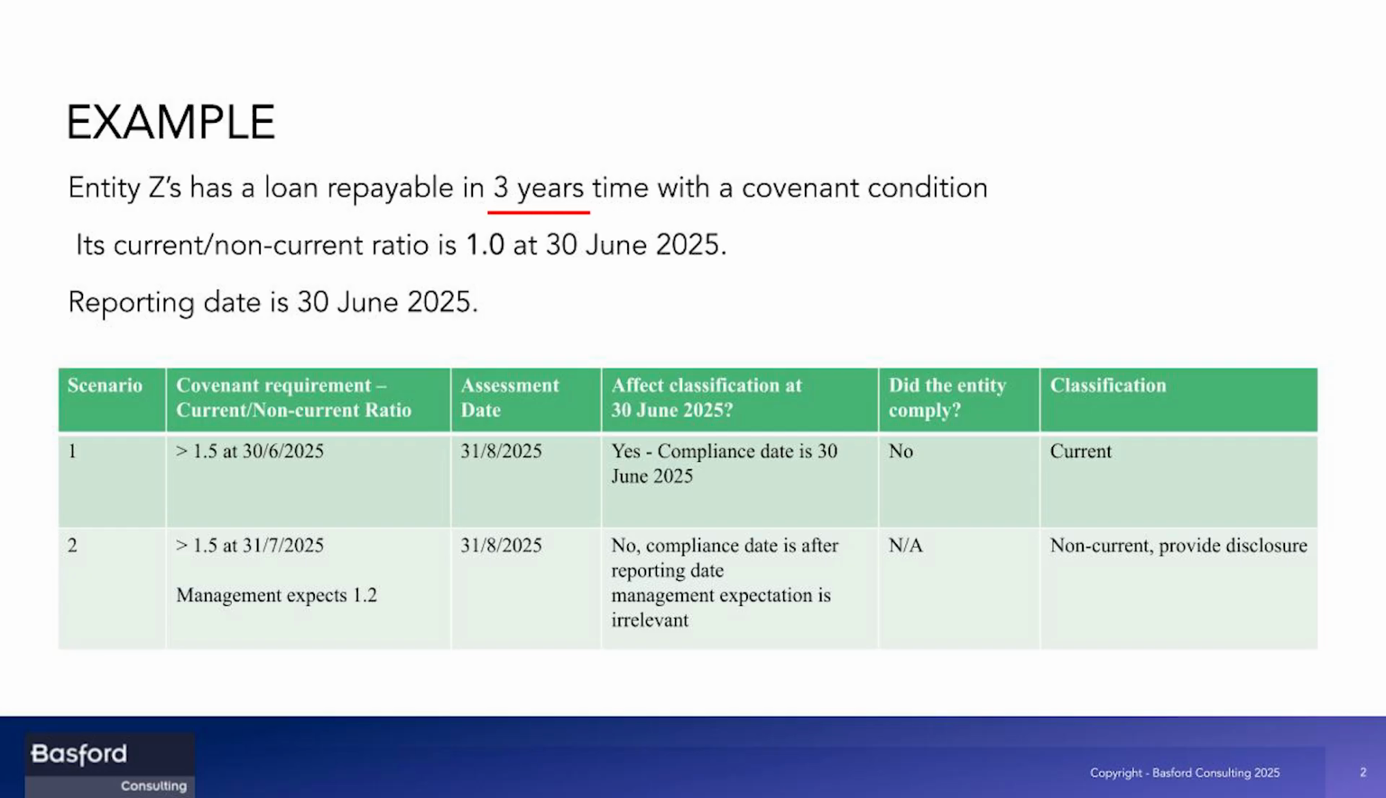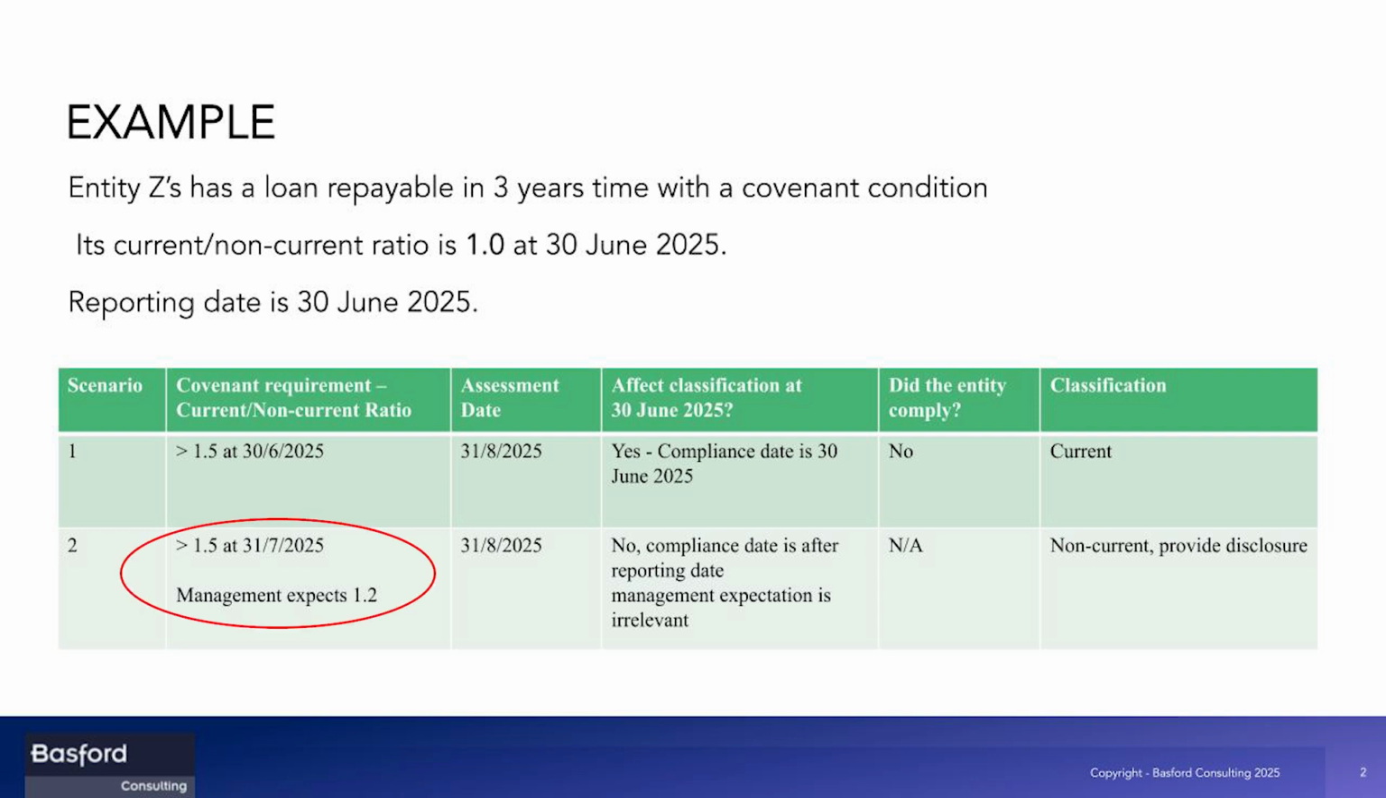Let's look at an example of this. Entity Z has a 3-year loan and a loan covenant based on the current ratio. In scenario 1, the loan requires the ratio to be above 1.5 at 30 June 2025. Z's ratio is only 1. Even though the bank assessed compliance later, say 31 August, the key is that the covenant applies at reporting date, and Z did not comply at reporting date, so the loan is classified as current.